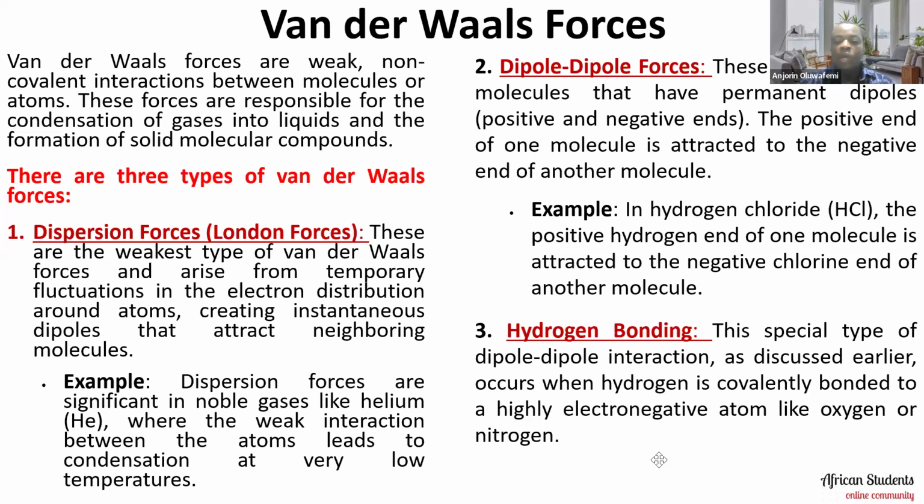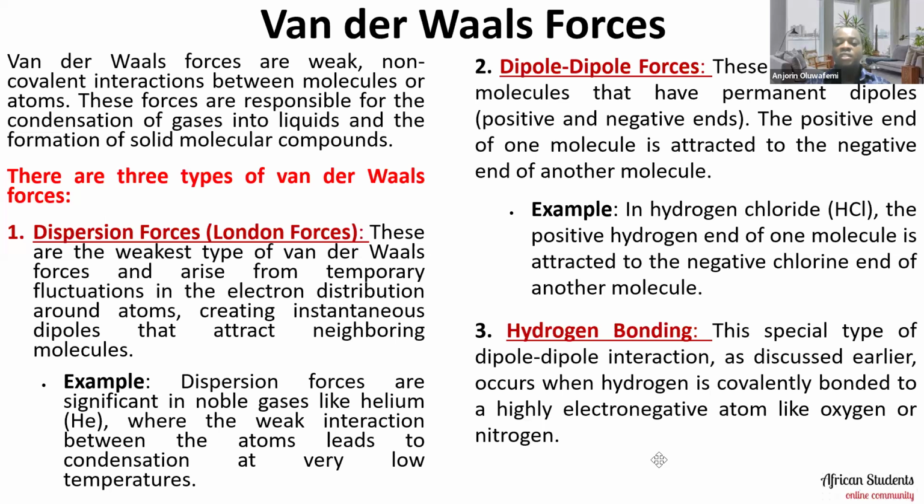The second type of van der Waals force is what we refer to as the dipole forces. Now, this occurs between molecules that have permanent dipoles, that is positive and negative ends. And the positive end of one molecule is attracted to the negative end of another molecule. An example is in hydrogen chloride. The positive hydrogen end of one molecule is attracted to the negative chlorine end of another molecule. So this is an example of dipole forces. The other type of van der Waals force is hydrogen bonding.